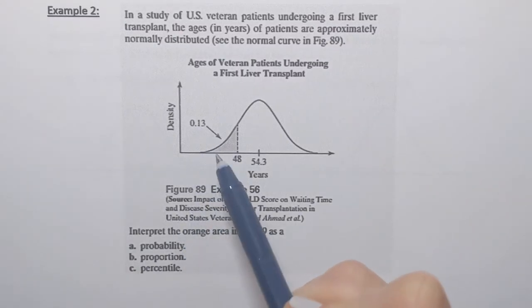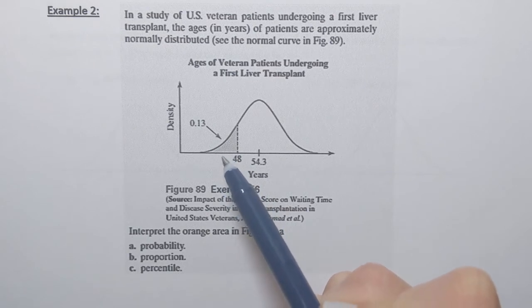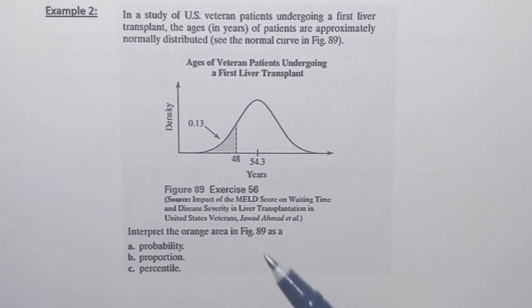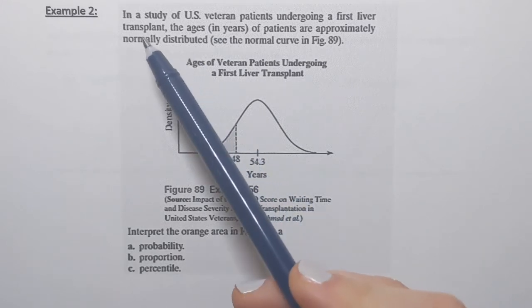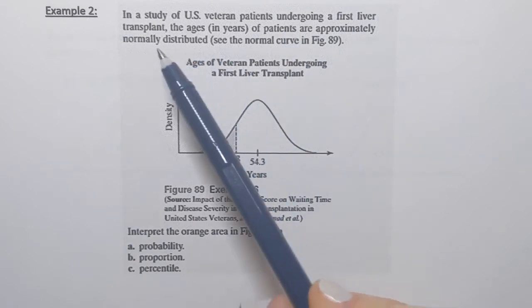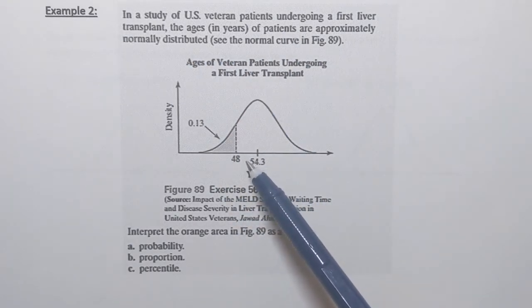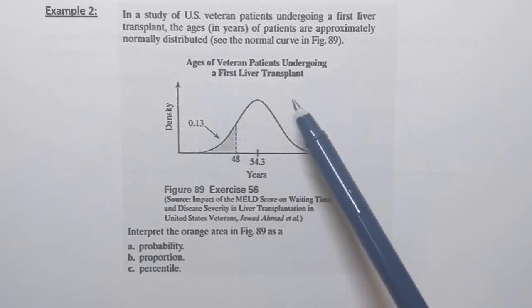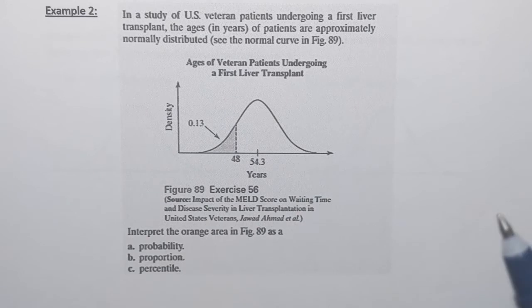We learned that the area under the normal curve represents proportion and probability. So we're going to use the following example to practice that. In this example, it says that in a study of US veteran patients undergoing a first liver transplant, the ages in years of patients are approximately normally distributed. And the normal curve is shown here.